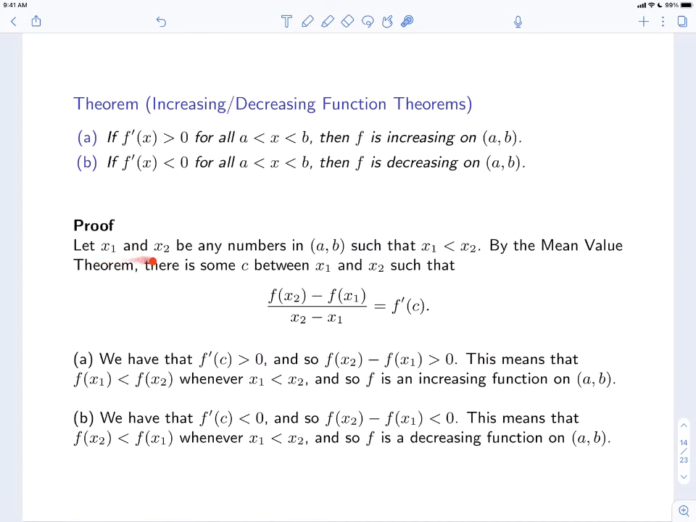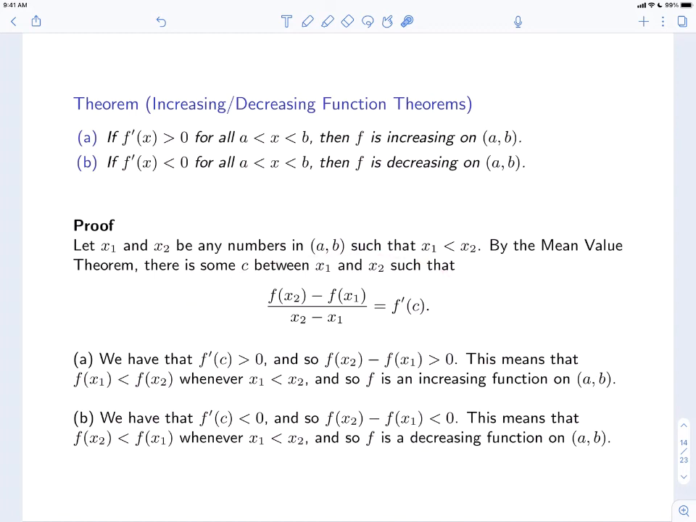So just let x1 and x2 be any two numbers in this interval. One of them has to be smaller than the other, so let's just assume that x1 is less than x2. Then by the mean value theorem, there's some c between x1 and x2, such that the difference of the outputs, f at x2 minus f at x1, divided by the difference of the inputs, is equal to f prime of c. This is just the mean value theorem.